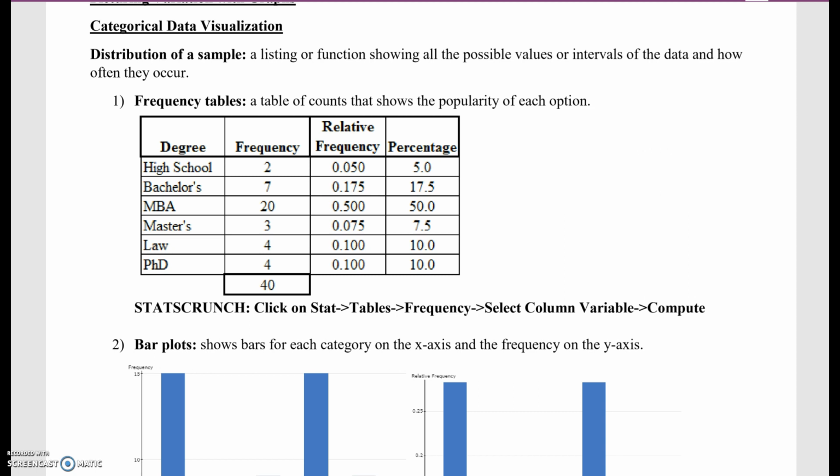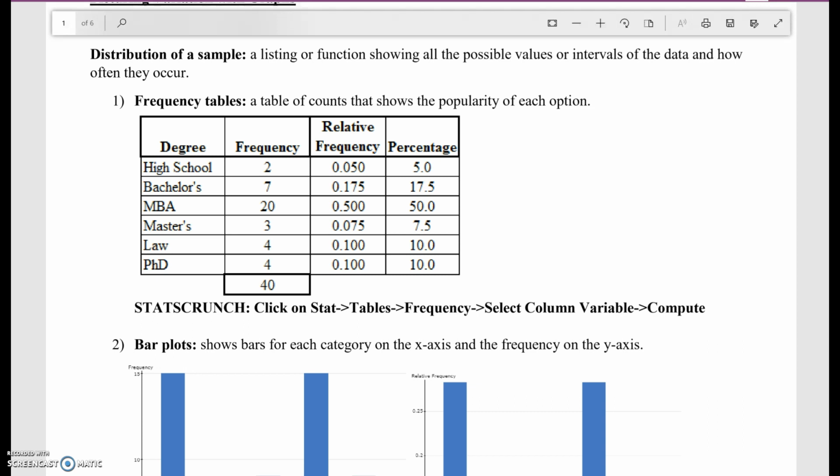Now, when I talk about these types of variables, I'm going to say distribution a lot, and the distribution is just basically the visualization of the graph. So just what does a graph look like, or what does a function look like? I'm basically talking about the distribution. Okay, so distribution is just a listing or function showing all the possible values or intervals of the data and how often they occur. So basically, what is the graph? Distribution is the same thing as a graph or a listing.